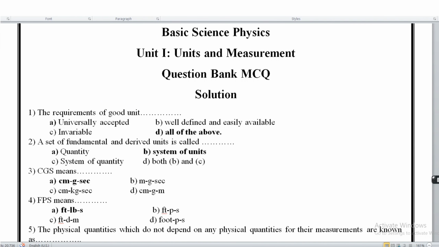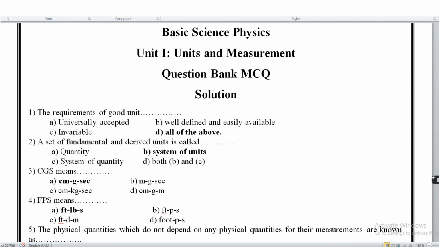Hello students, this is the second part of important MCQs of basic science physics. This is for unit 1, that is units and measurement. The first question is, the requirements of a good unit is dash.